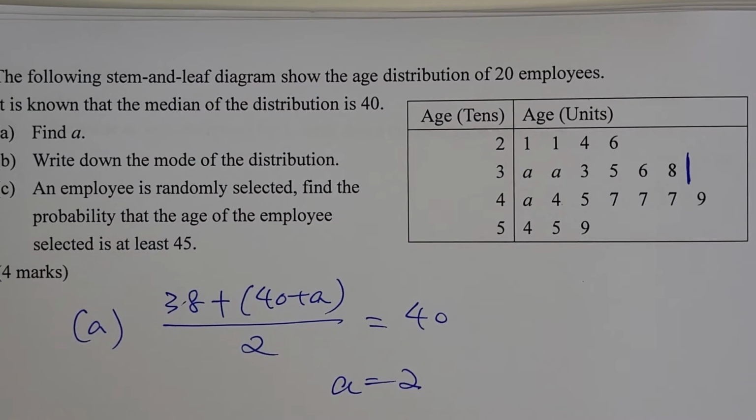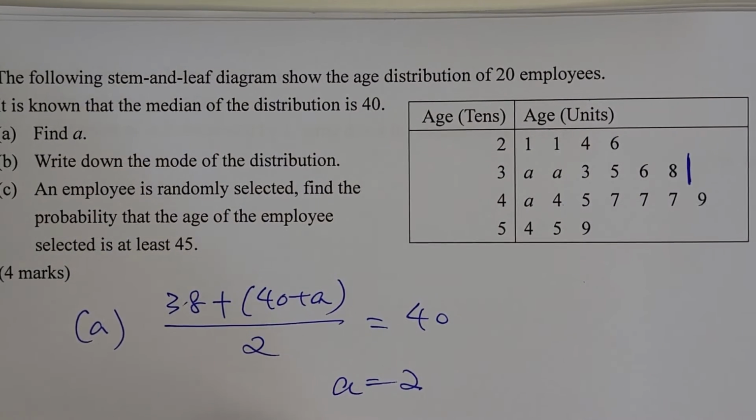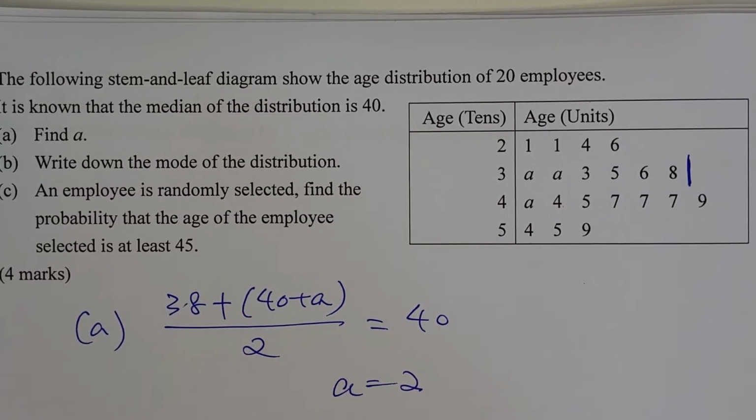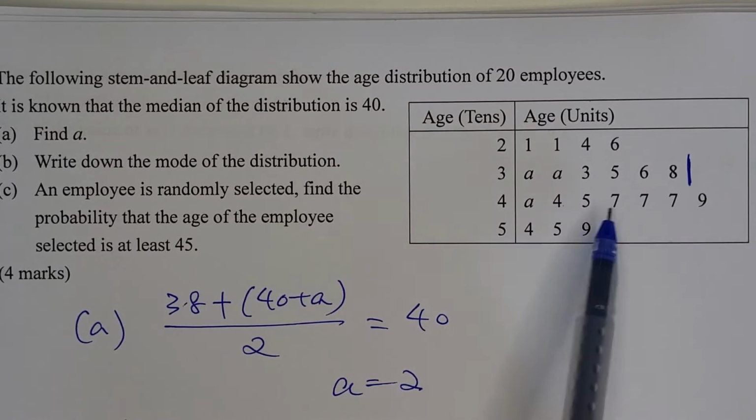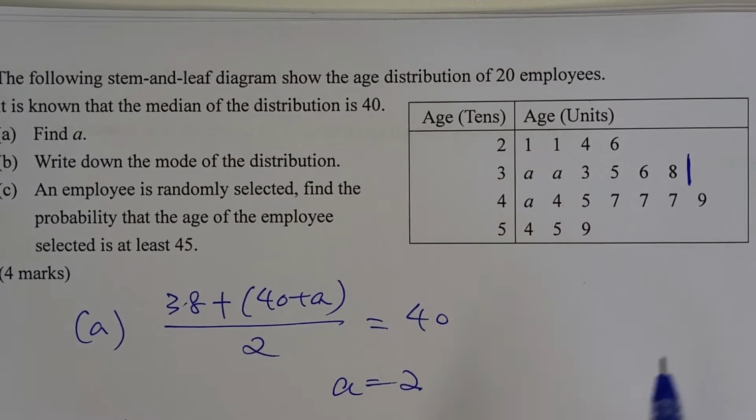And go to part B. Write down the mode of the distribution. So you will see that among all these ages, 47 occurred the most. So 47 years old is the mode.